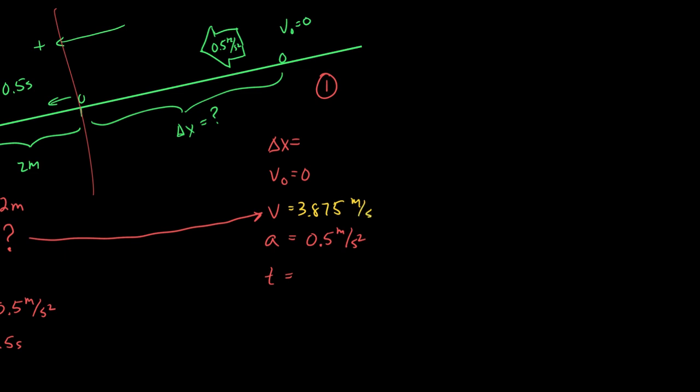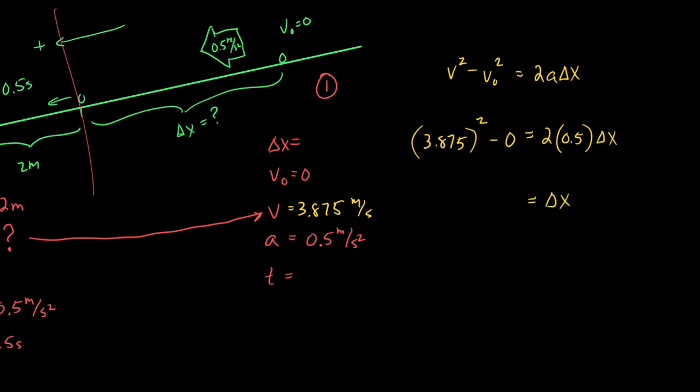Now we're going to do the part of the problem that happened before the first seam. So that looks like I'm going to use v squared minus v naught squared equals 2a delta x. So 3.875 squared minus 0 equals 2 times 0.5 times delta x. So delta x has got to be whatever 3.875 squared is, something around 15, I assume. I'm just going to put 15 meters because I think that's pretty close.